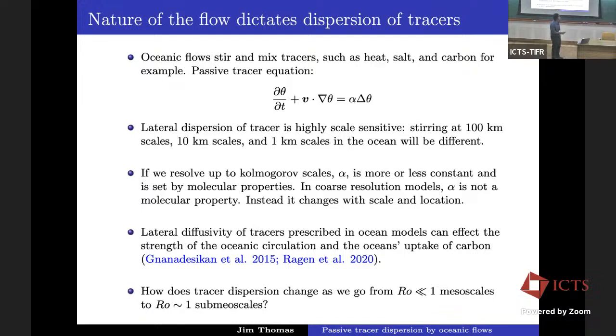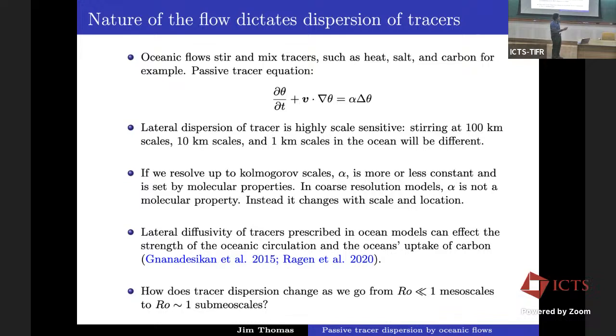V is the oceanic flow velocity that's advecting, or moving, the tracer around. And this is the diffusive term that is acting to dissipate the tracer field, reaching the Kolmogorov scale or viscous scale. So that's a simple advection-diffusion equation, and it's really a linear equation if you know V.